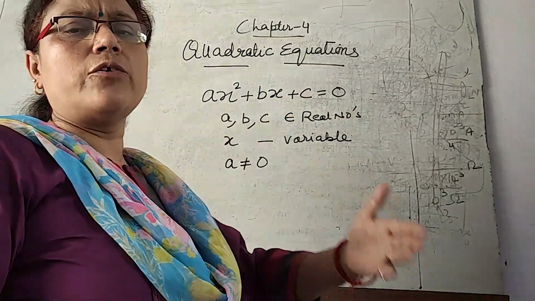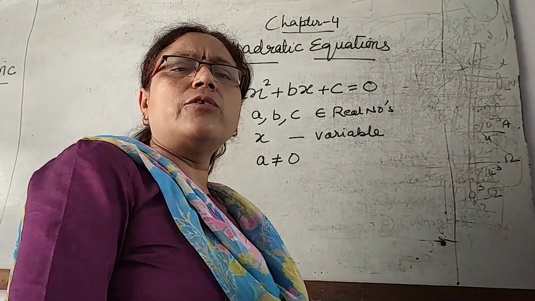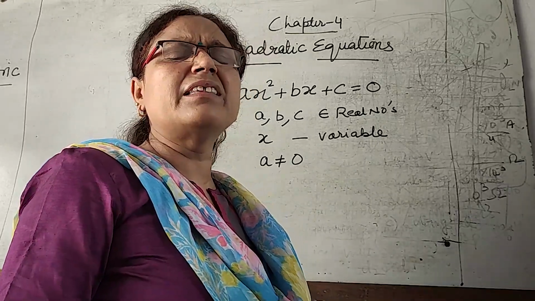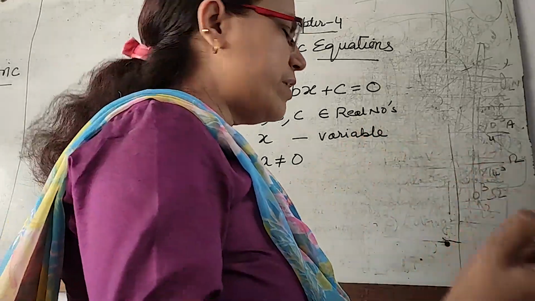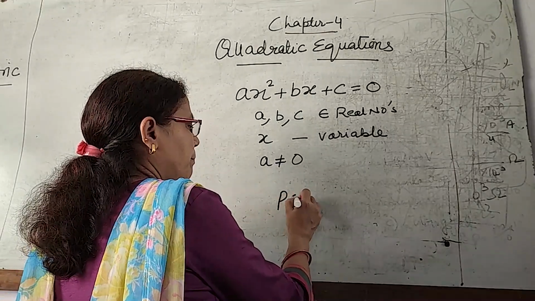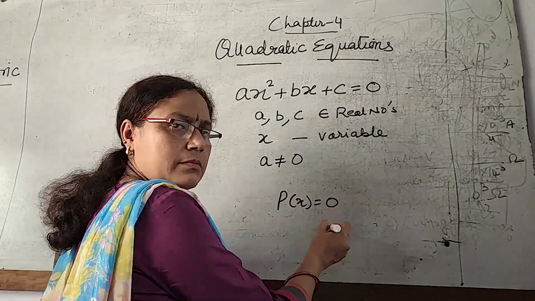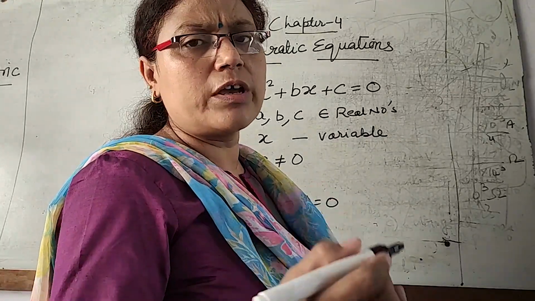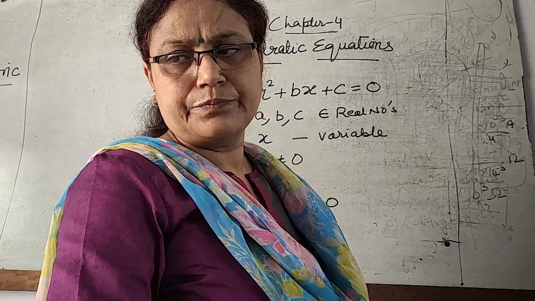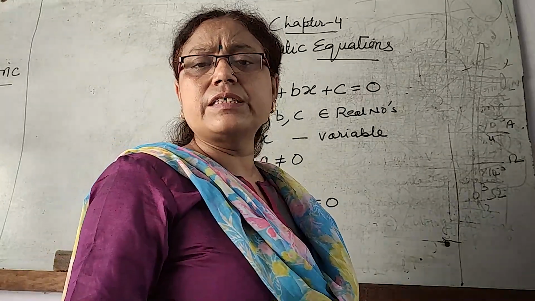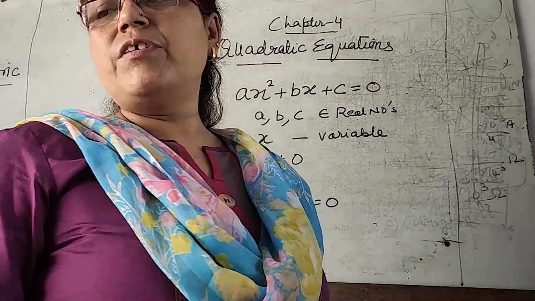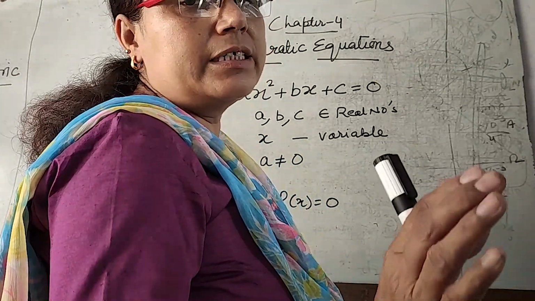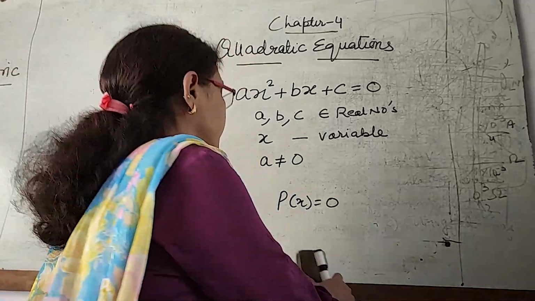When we discussed polynomials, we discussed that a polynomial with degree 2 is called a quadratic polynomial. In other words, I can say the equation of the form p(x) equals 0, where p(x) is a polynomial of second degree, is also a quadratic equation. Now children, the very first thing that we will study: we will be given any equation and asked to find out whether it's quadratic or not.